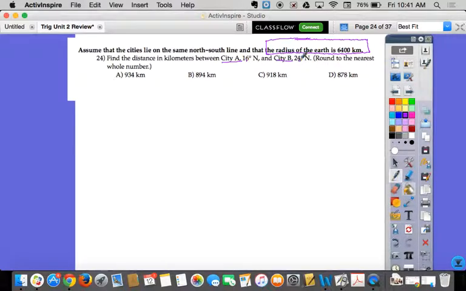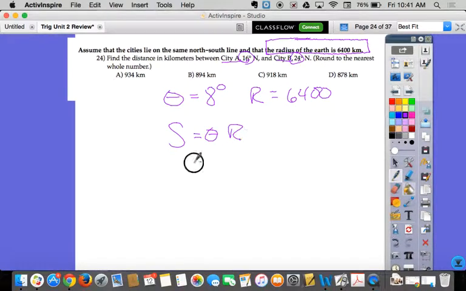So if one of them is 16 degrees north, the other one is 24 degrees north. 24 minus 16 is 8. So basically, our angle is 8 degrees. You're subtracting these two angles, okay? So, and your radius that you're using is 6,400. And you're basically just using your little formula again. Same thing we did in the other problem.